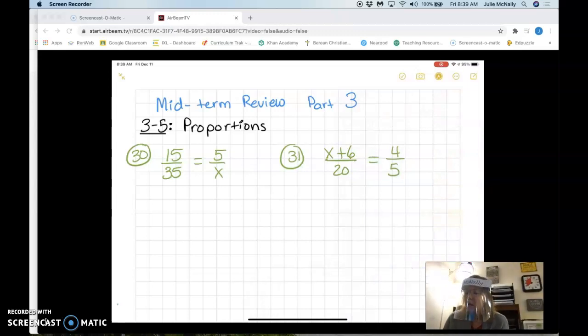All right, for proportions, remember you just cross multiply and then solve the equation that you make. So 15 times x is going to be 15x, and then 35 times 5, 75.